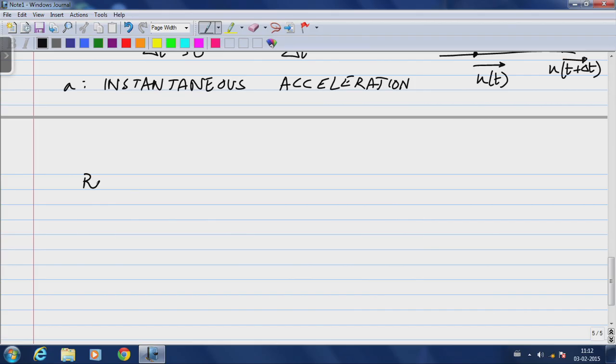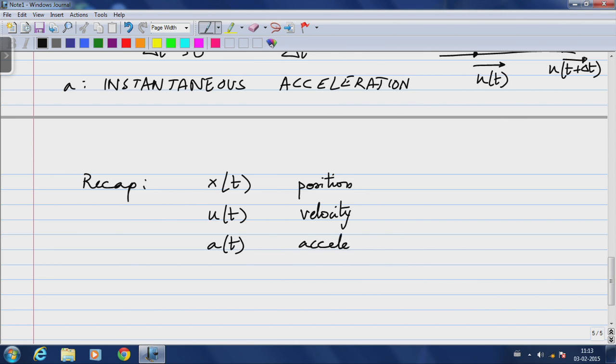So, to recap, usually in an experiment I get to measure x, the position, as a function of time. So, this is position known as a function of time, and from that we can calculate u as a function of time. So, velocity, and then even acceleration, which could be a function of time.